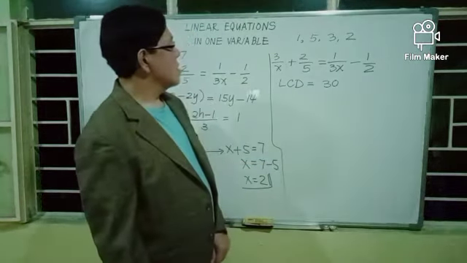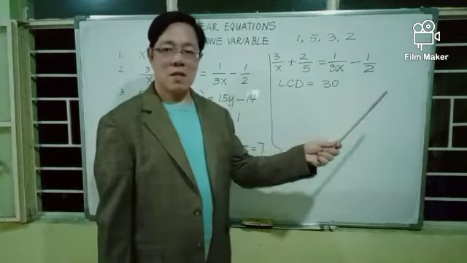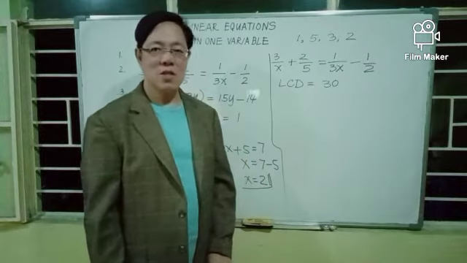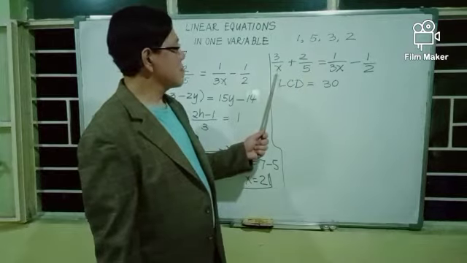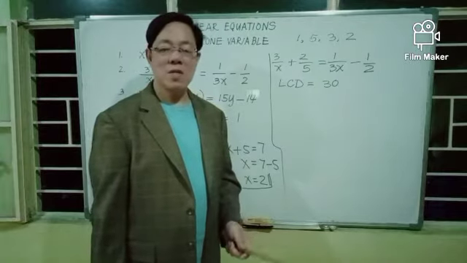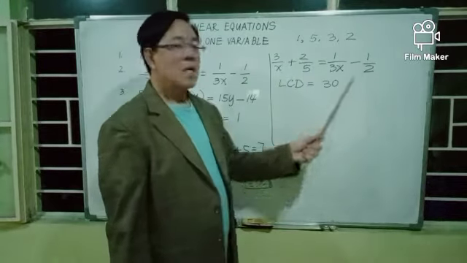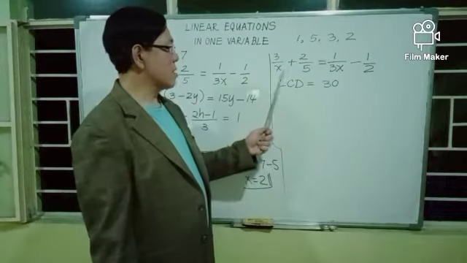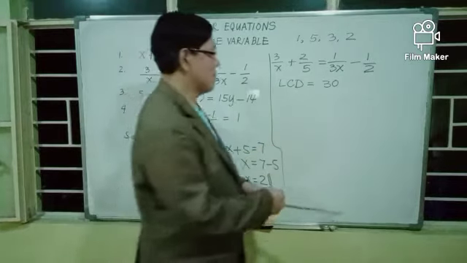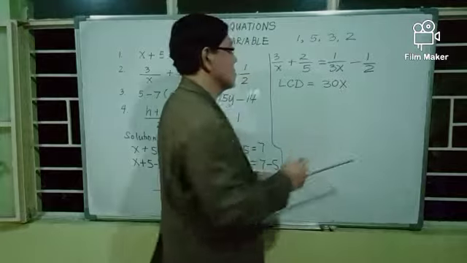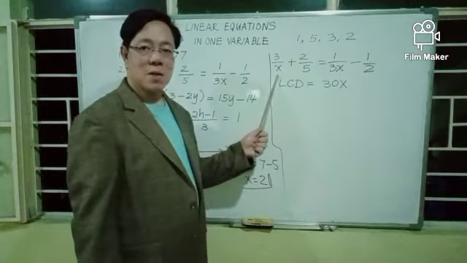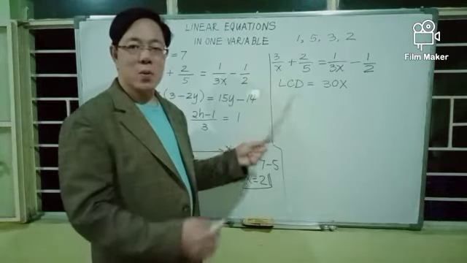Now, the denominators are not all constants. Two denominators, x and 3x, are monomials or algebraic expressions. For the LCD of these denominators, you take all the variables that appear in the denominator. And there is only one variable that appears in the denominators. And that variable is x, and multiply that by 30. Now suppose x appears in this term with exponent of 2.